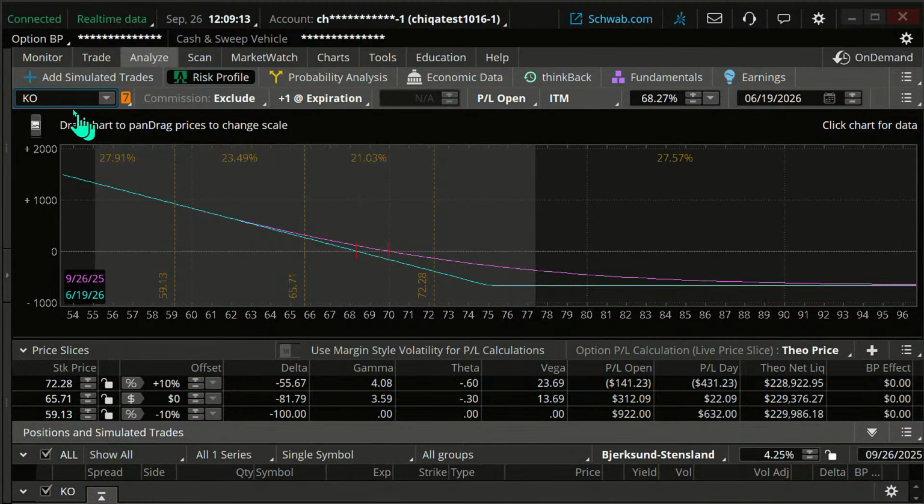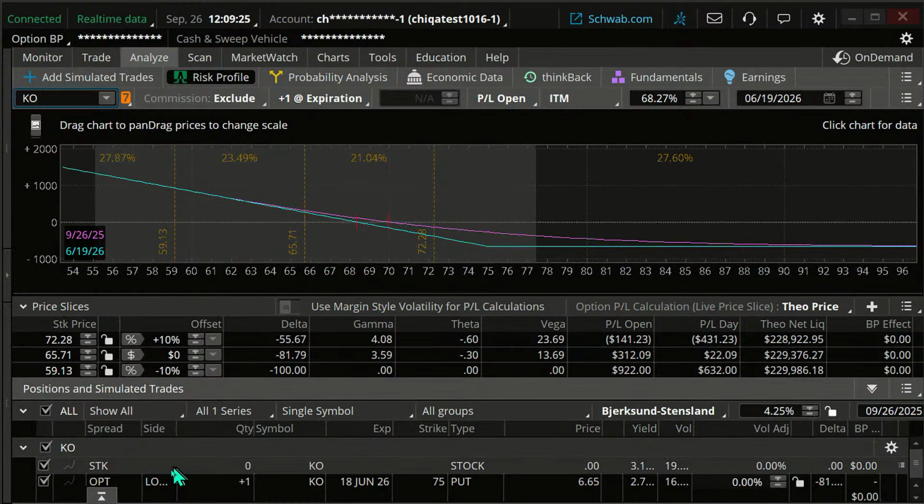So if you already have a trade in your portfolio, you just simply type the symbol in. You're on the Risk Profile tab, type the symbol in, and you may have to look at the bottom of the page, but you'll see the trade down there that you have, and you can see it graphed out.